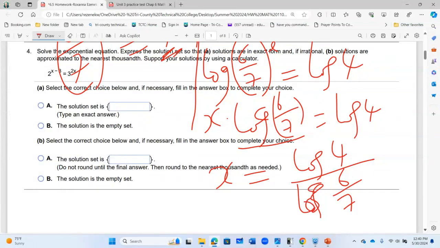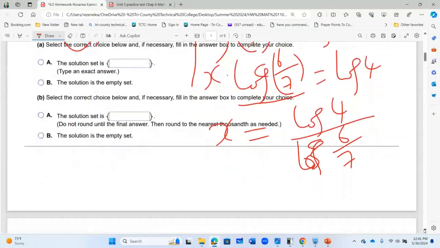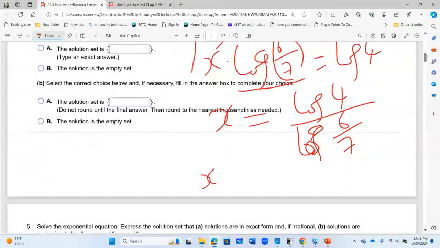Then I can simplify. By the way, the denominator can also be written as log 6 minus log 7. All of them are in base 10, so you get the calculator and simplify. So x is equal to log 4 divided by log of 6 over 7.